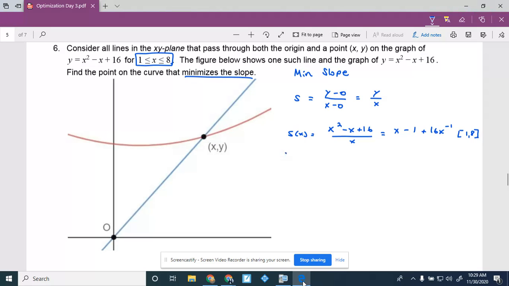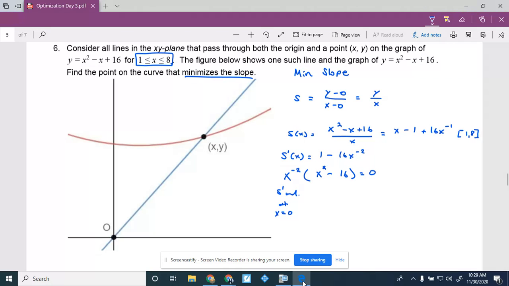Let's go ahead and take the derivative now. s prime of x is going to equal 1 minus 16x to the negative 2. I've got to get my critical points, so I'm going to set this equal to 0. When I do that, I'm going to factor out an x to the negative 2. Factoring that out, x to the negative 2 times what gives me 1? That would be x squared, because negative 2 plus 2 is 0, and x to the 0 is 1. And here I get minus 16. Now s prime is undefined at x equals 0, so it's potentially a critical point here.